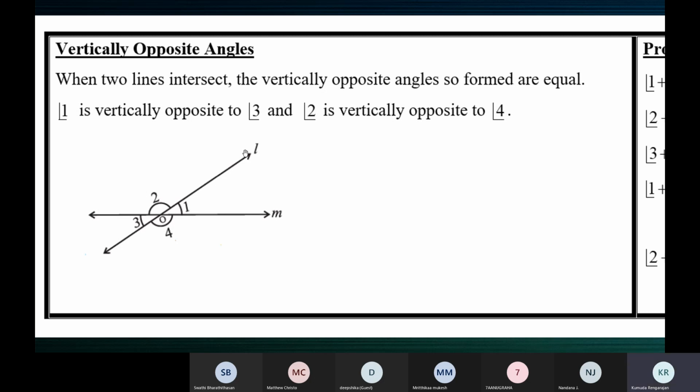Now use the line L. Somebody else, not Swati, somebody else tell me on line L, the result by linear pair. Yes, class, on line L, please tell me the results using linear pair. Look at the line L. Which are the angles that lie above and below L? See, this is the line L.